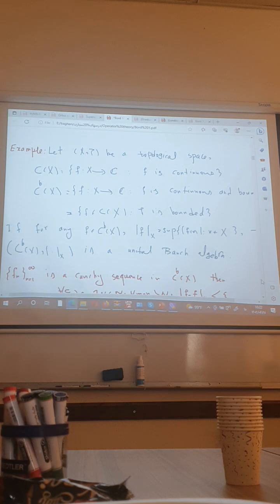Another example is in topological space.